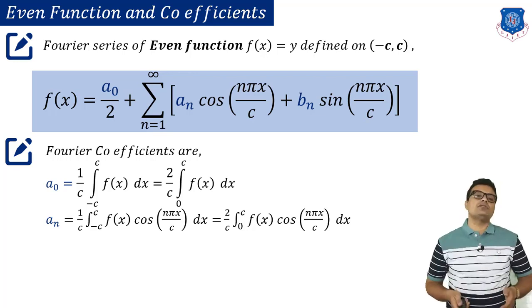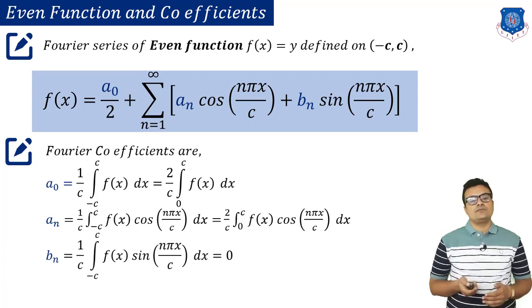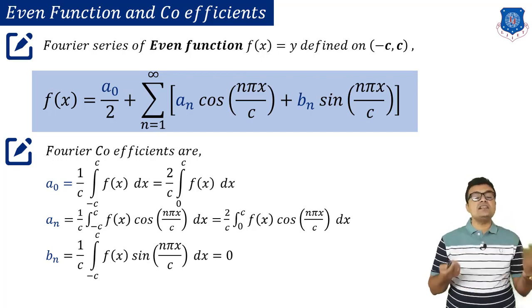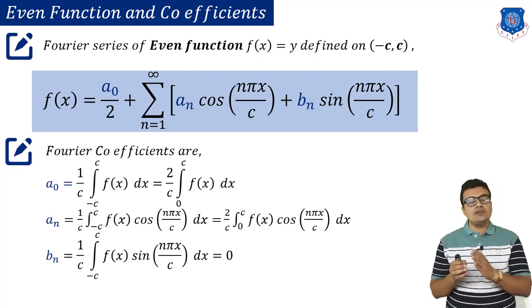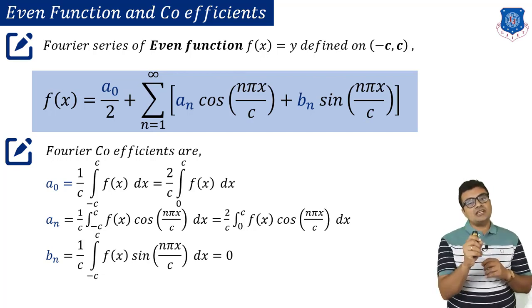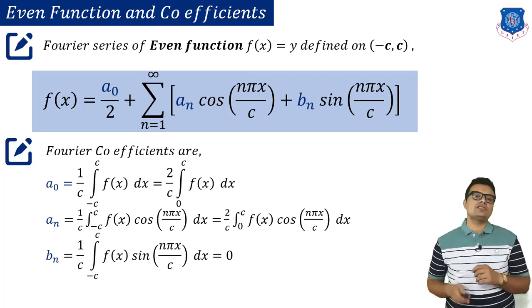That means again I can reduce my range. But now what will happen if I multiply f of x with sine function? Sine is odd by nature. If you multiply an odd function with an even function, the resulting function will become odd, and that means my f of x into sine of n pi x by c is odd by nature, and on a symmetric interval it will result into 0.